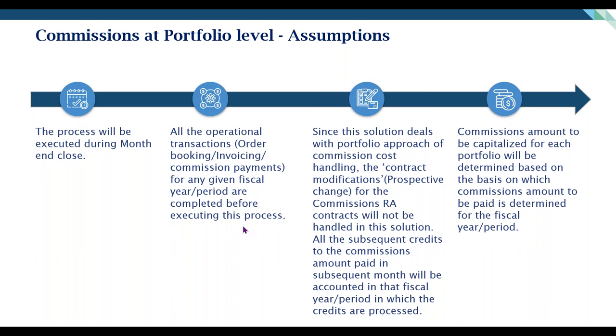I can take that up. Whatever commissions amount is paid for multiple entities in the same deal will be divided among the entities the same way we divide the revenue among those entities. Whatever weightage of revenue goes to each entity, the same weightage will be applied to the commissions amount, and that amount will go to that entity for the capitalization.